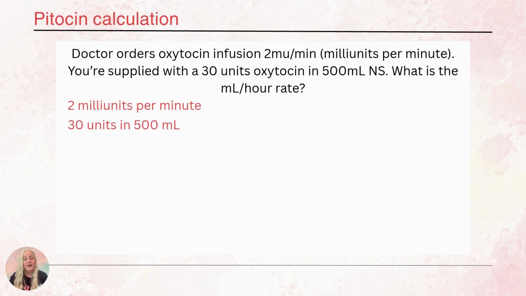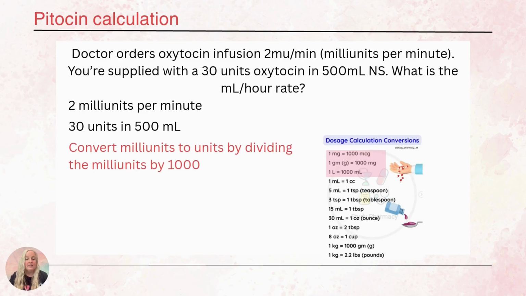So we know that we want to give 2 milliunits per minute, and we know that we have 30 units in 500 milliliters. The first thing we're going to need to do is to convert our milliunits to units because the medication that's supplied to us is in units. Do not be intimidated by this. Milli is the same as in milligrams or milliliters. So what we're going to do is divide by 1,000.